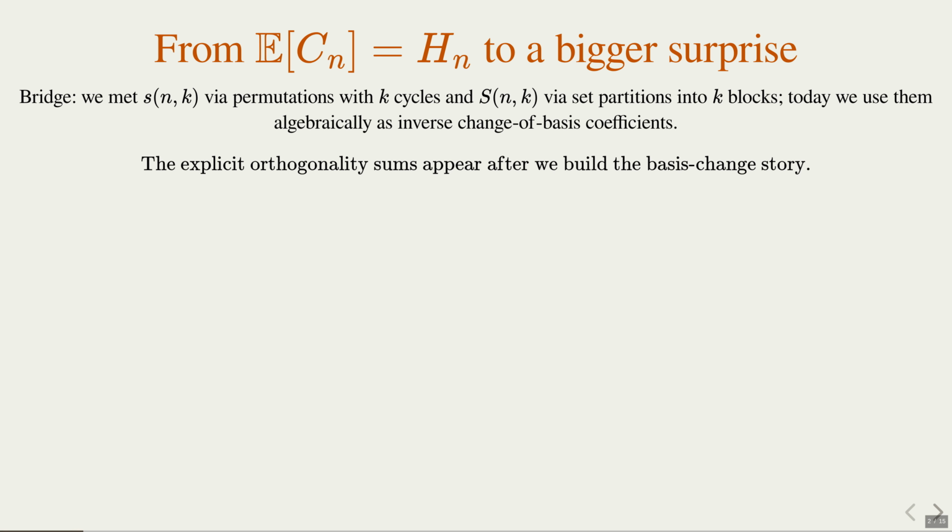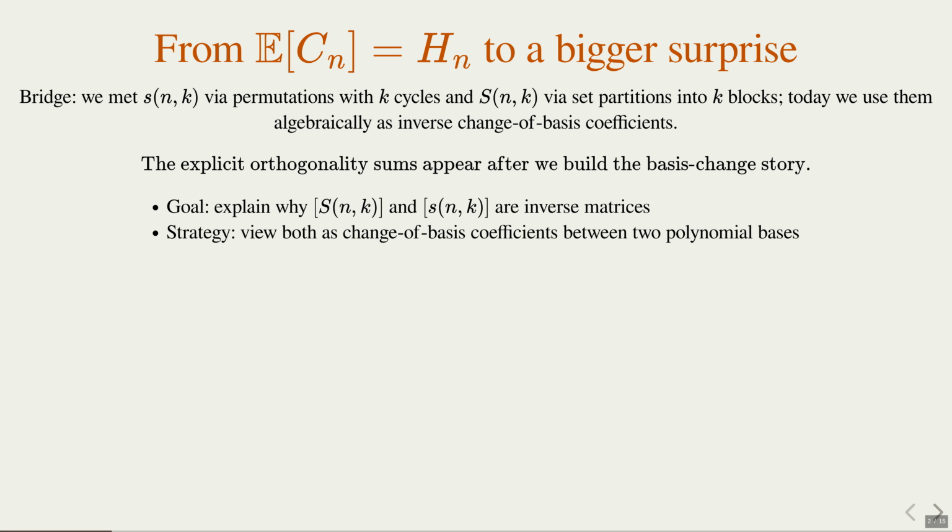Here is the punchline from lecture 11. The expected number of cycles is a harmonic number, and that came from adding up simple yes or no indicators. The method was build a complicated count from many tiny events. That mindset will reappear today, but in an algebraic disguise. When we count cycles precisely, the numbers that appear are the Stirling numbers of the first kind, the ones that track how permutations break into cycles.